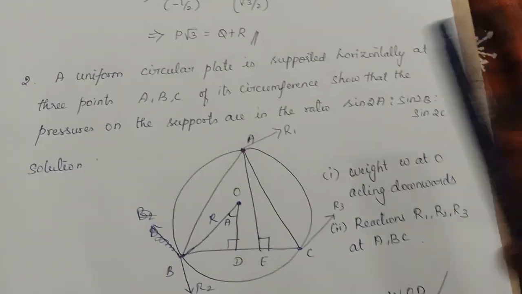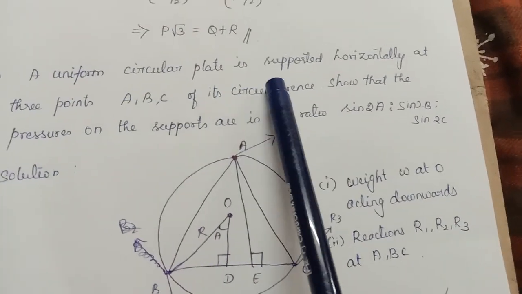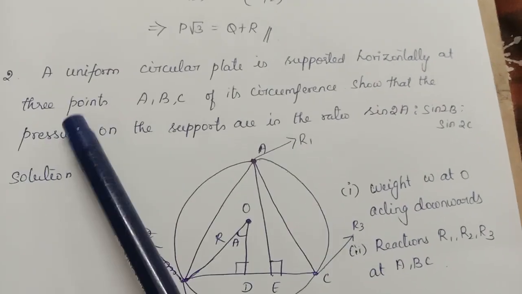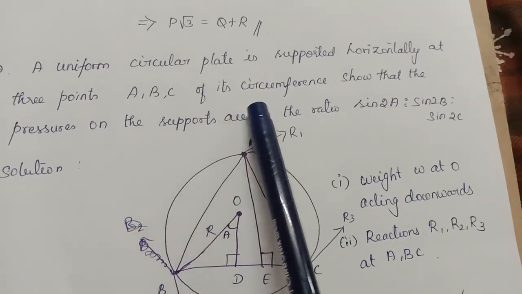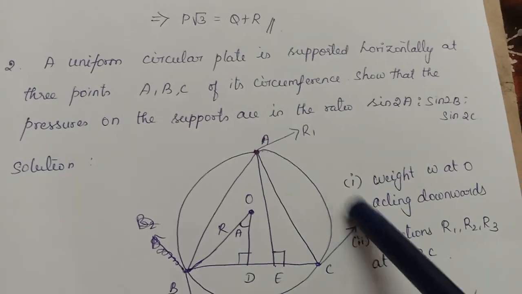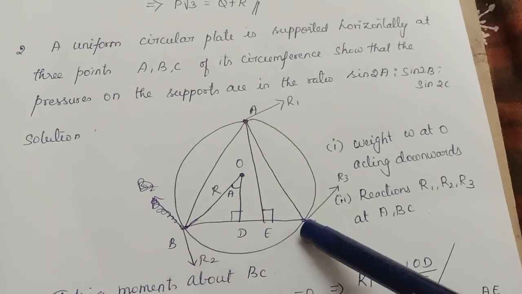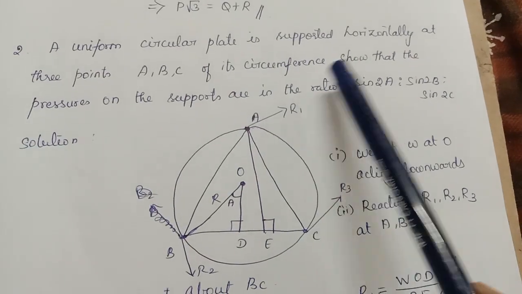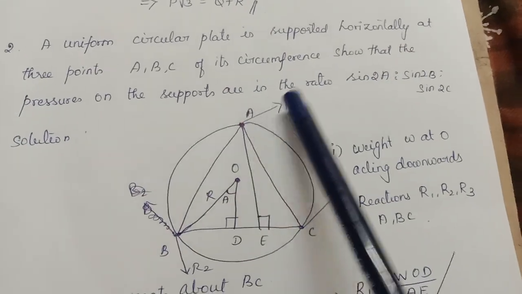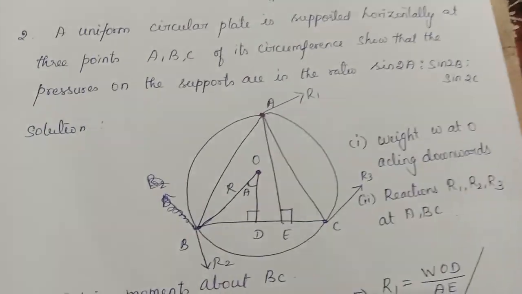Okay. One more problem we'll see. A uniform circular plate is supported horizontally at 3 points A, B, C of its circumference. So I have a circular plate. It is supported at 3 points A, B, C of the circumference. Show that the pressures on the supports are in the ratio.